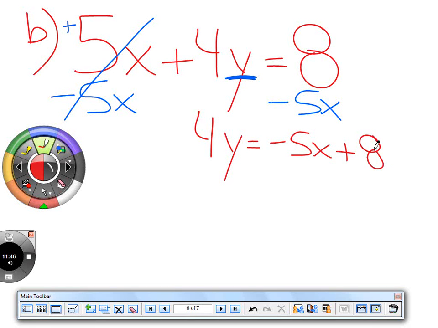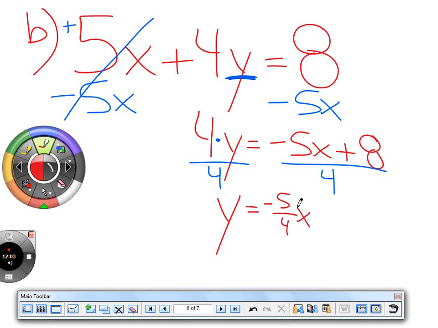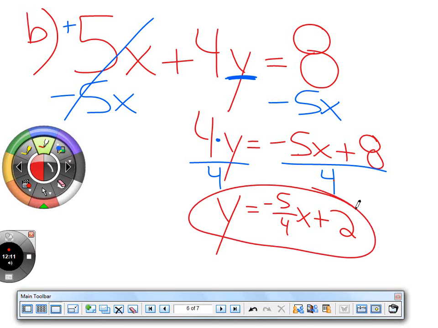And then we need to get rid of that 4, because again, we're trying to get the y by itself. So we divide. It's being multiplied. So we divide by 4, and we get y equals, looks like negative 5 divided by 4. So let's say negative 5/4 x, and then 8 divided by 4. So that's going to be 2. There you go. Slope-intercept form.